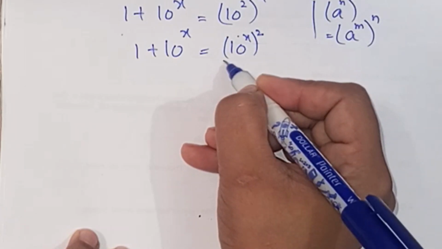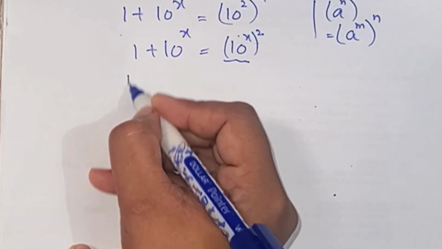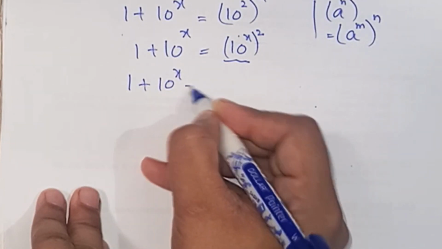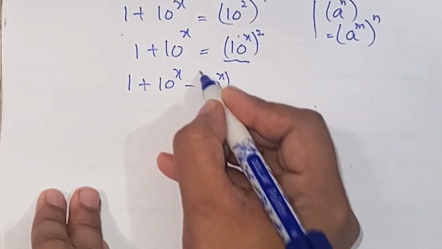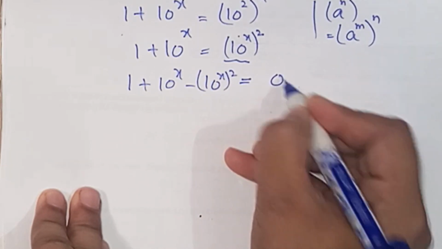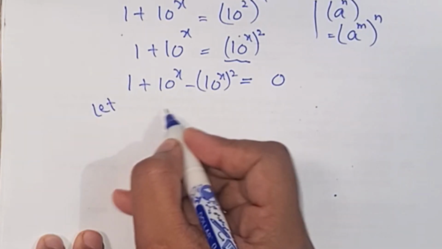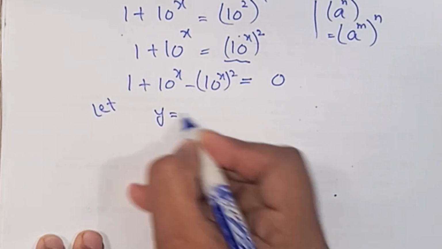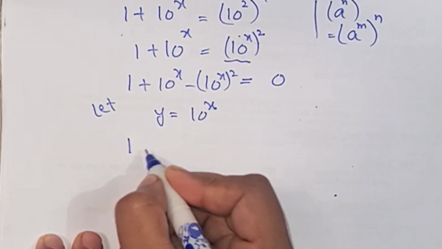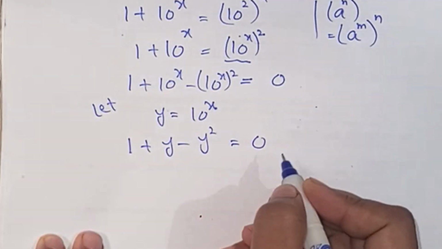Now we subtract this value on both sides of the equation. So this becomes 1 plus 10 raised to the power x minus 10 raised to the power x times 2, equal to 0. In the next step, we let y equal 10 raised to the power x. Then the above equation becomes 1 plus y minus y squared equal to 0.